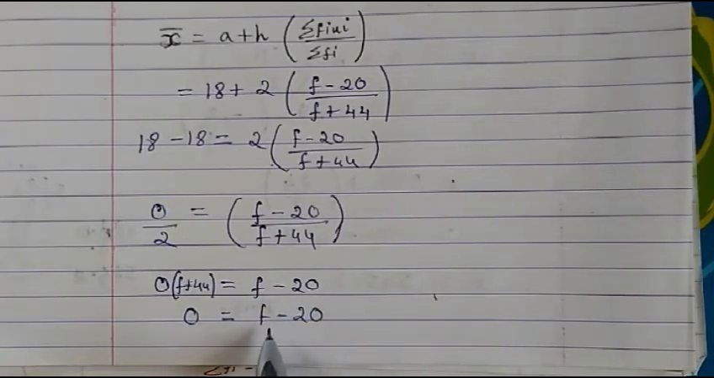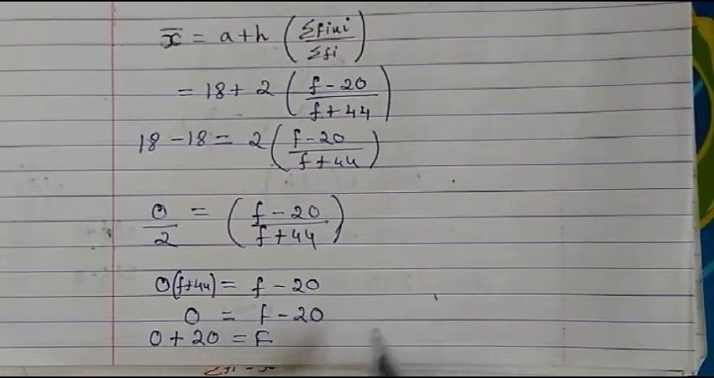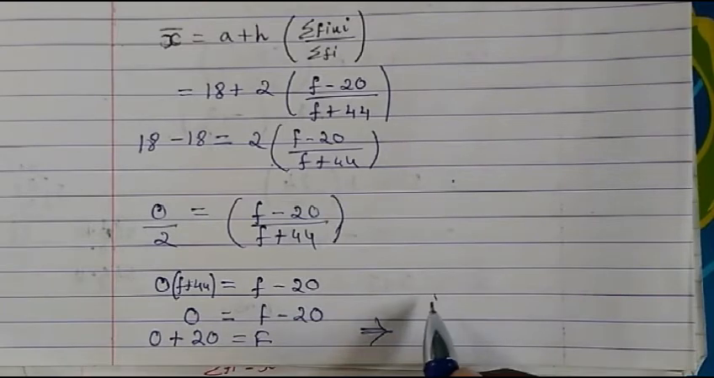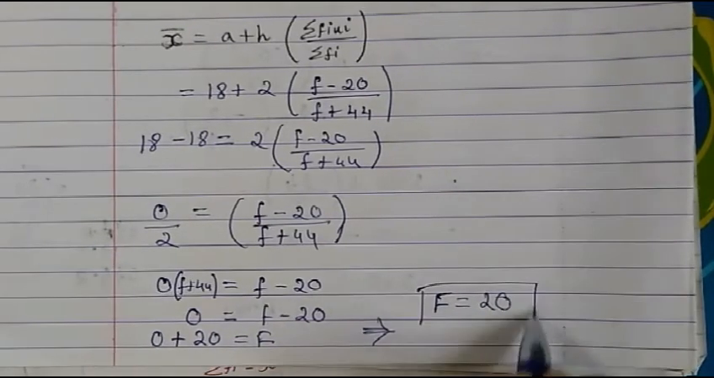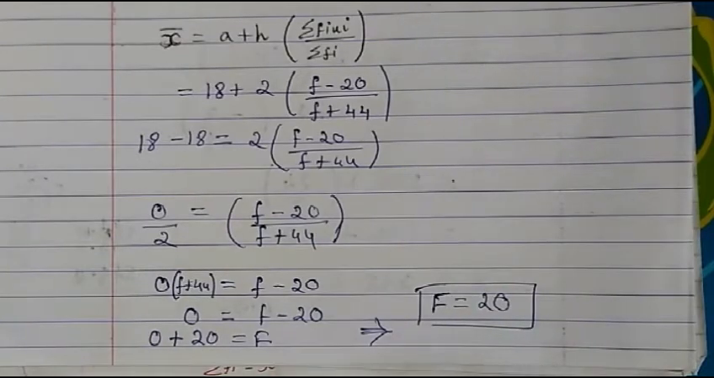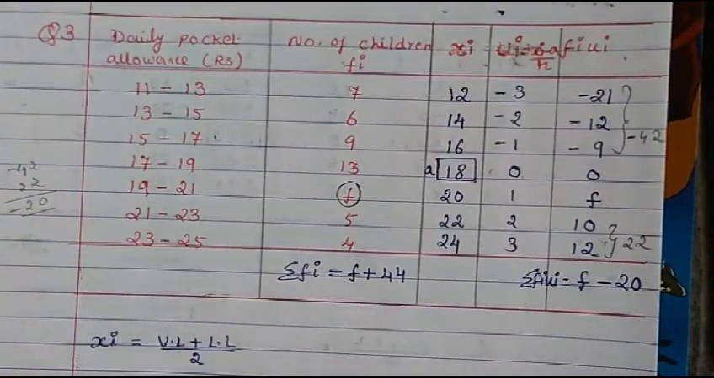So we want to find the f value. So let us bring this 20 to this side. This is in minus. When it comes here, it will become plus. So 0 plus 20 equal to f. So therefore f value is what actually? F equal to 20. So this is what we are supposed to find out. See, f value we are supposed to find out. So f value is 20.